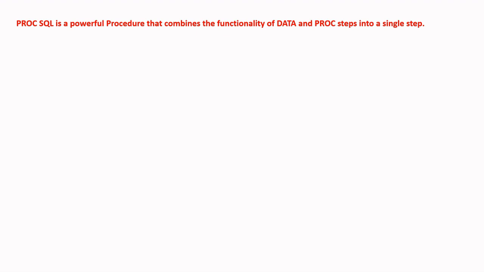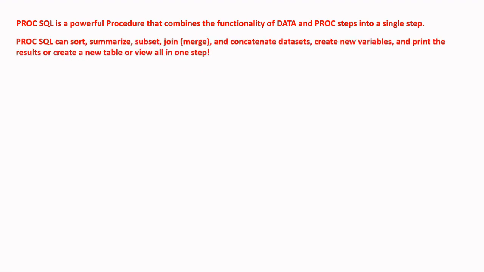Let's look at what we can do with Proc SQL. Proc SQL can sort, summarize, subset, join (which is merge), and concatenate datasets, create new variables, and print the results or create a new table or view, all in one step. So these are all things that can be done using a single procedure, Proc SQL. This is why it is called a very powerful procedure.